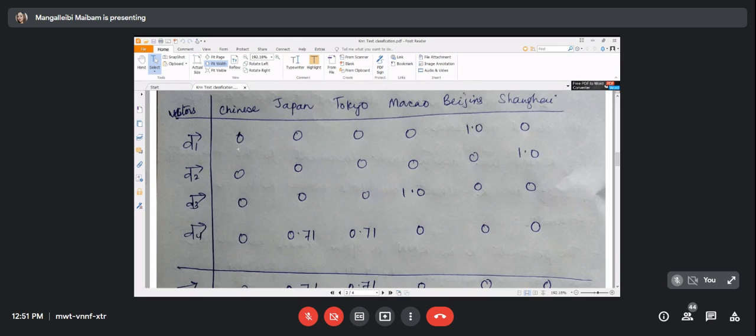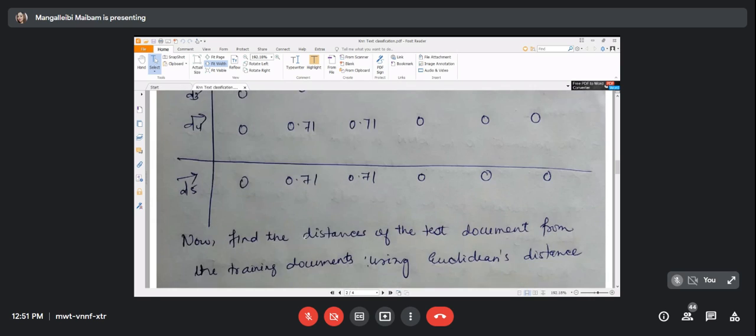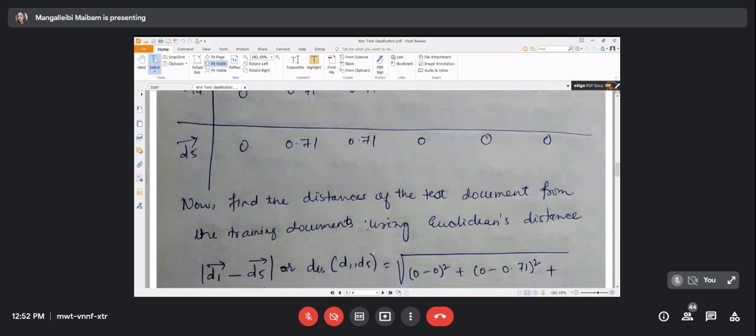After this, we are going to find the distance. We are not going to find the centroids here. In Rocchio's classification, we find the centroids, but here we don't need to find the centroids. We are just representing the documents as vectors. After that, we are finding the distance of the test document from the training documents, using Euclidean distance.